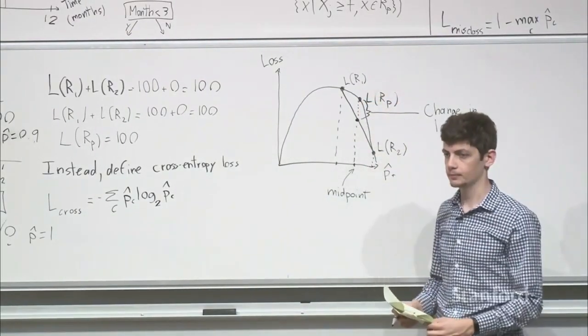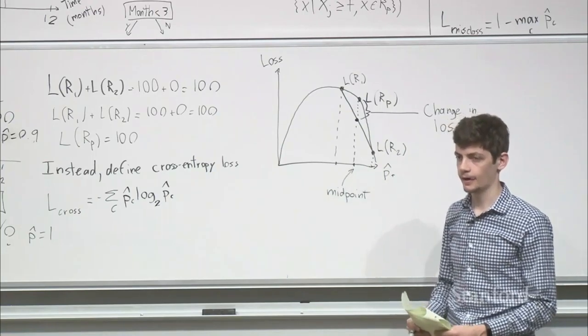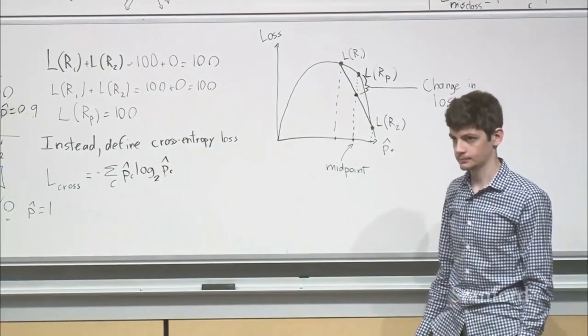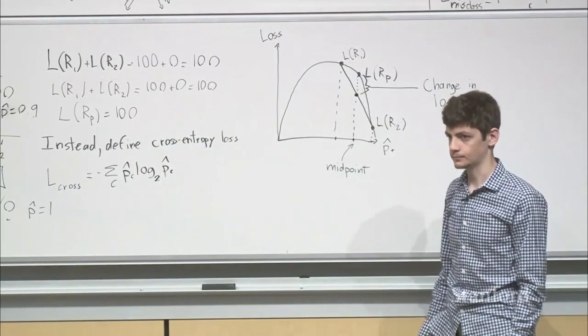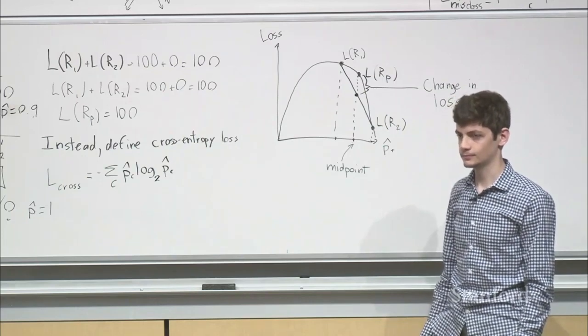Yep. If you had, I don't know, 300 on this side and 100 on the other side, then you can do a weighted average, and then for the parent, you draw from the same weighted average point on the curve, right?